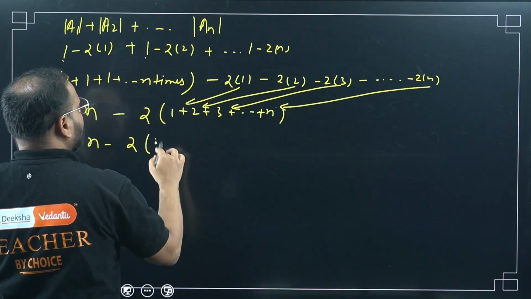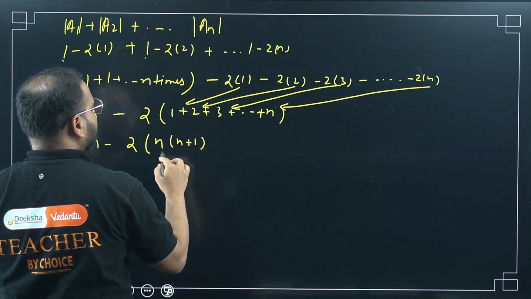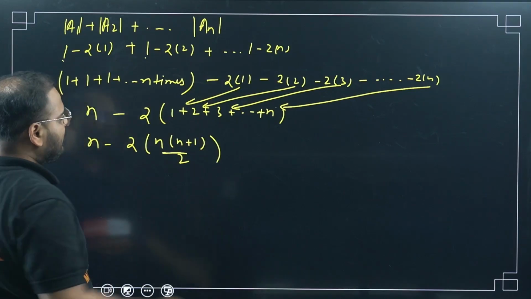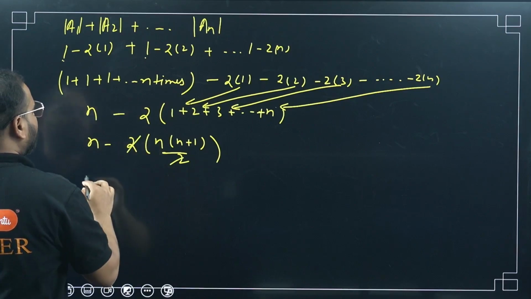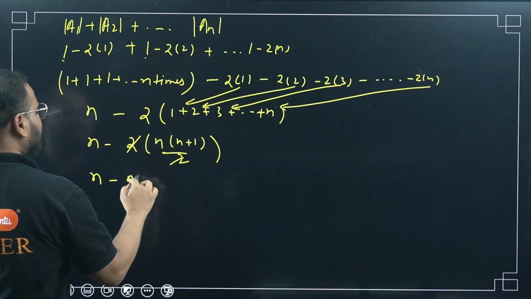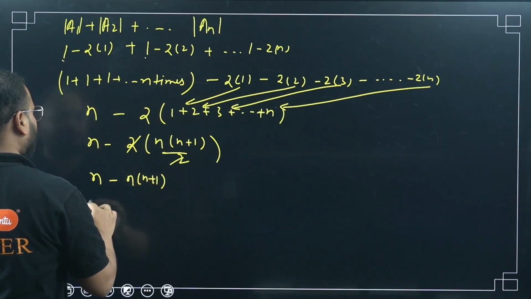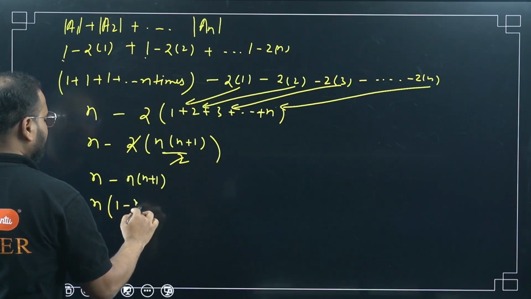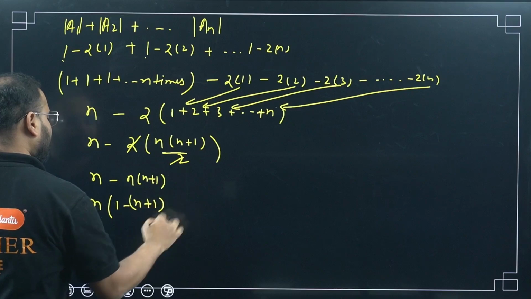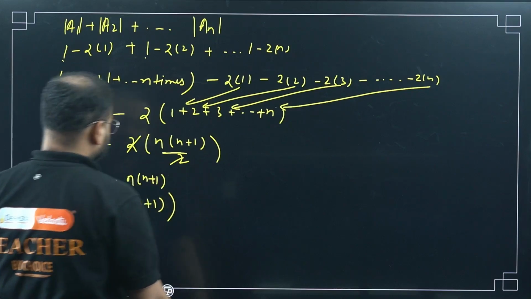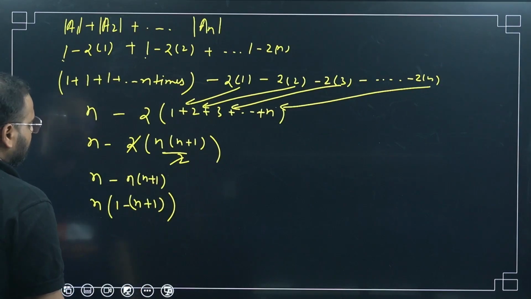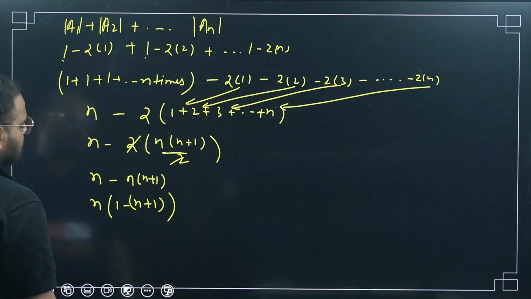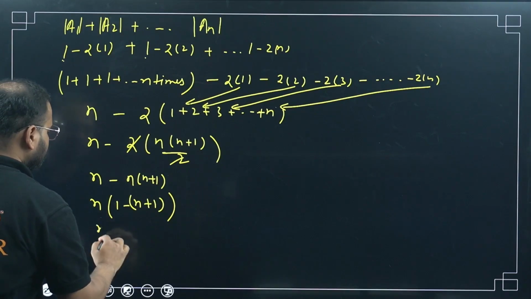What's the expression? n times (n plus 1) by 2. How, sir? It comes from AP, right? Yes. This 2 and this 2 cancel. What I have: n minus n times (n plus 1). Take n common. Okay. What do I have left here? 1 minus (n plus 1). Right or not? Okay. How much is that? Please check. n.